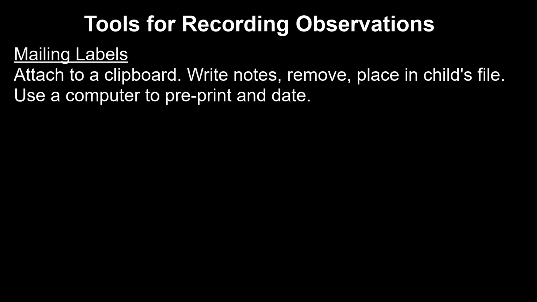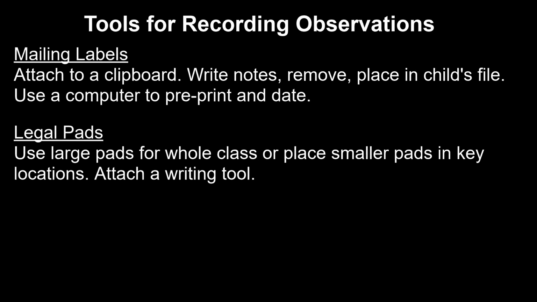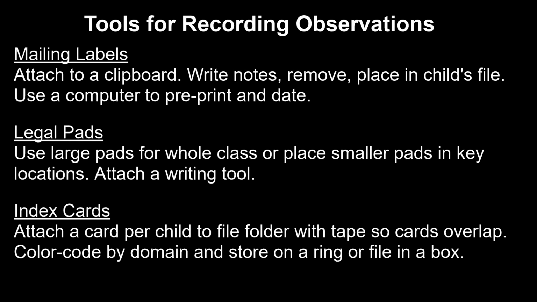These labels can also be pre-printed and dated using a computer. Legal pads. Use large ones to accommodate a whole class list or place smaller ones in several key locations around the classroom so there is always one nearby. Attach a pen or pencil to the pad. Index cards. Attach a card for each child to a file folder with tape so that the cards overlap. Alternatively, color code them by domain and store on a ring or file them in a box.